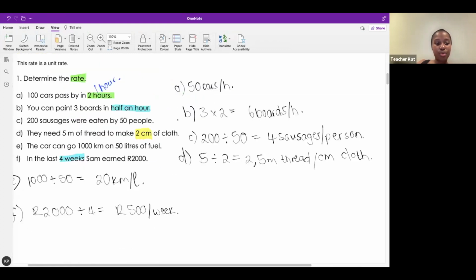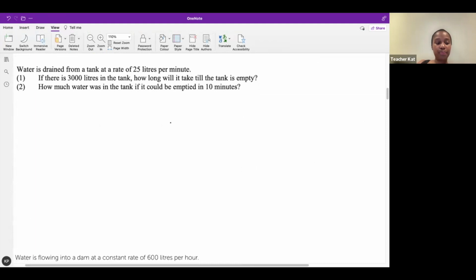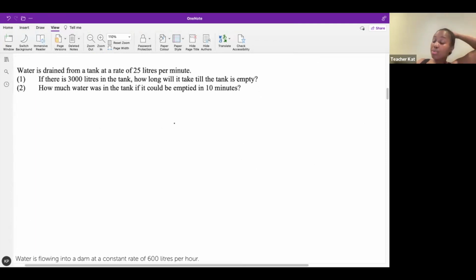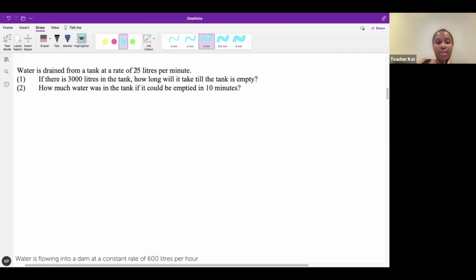Let's try different types of questions now. Okay. So this one is going to require us to think. First they tell us water is drained from a tank at a rate of 25 liters per minute. Okay, so I'm just going to rewrite this as a rate over here so that we have it on hand. So this is 25 liters per minute. Now they say if 3,000 liters are in the tank, how long will it take until the tank is empty? How am I going to work this out, guys?